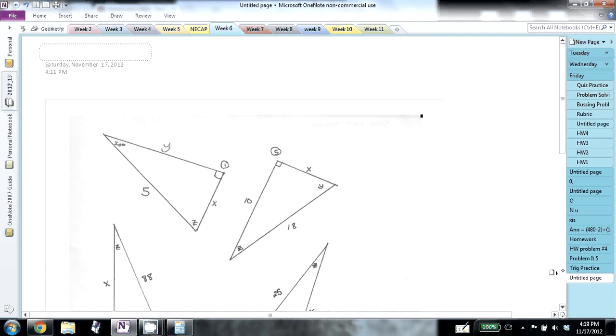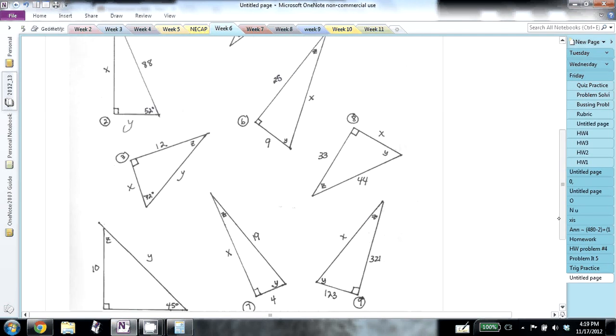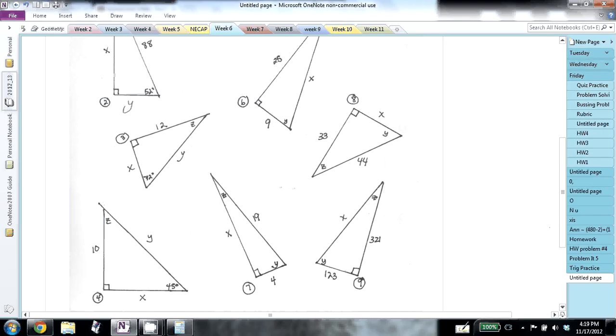Pick one from the back. The one I think I will do on the back is one that's tipped in a different direction. Maybe we'll look at number 7 in the next video.